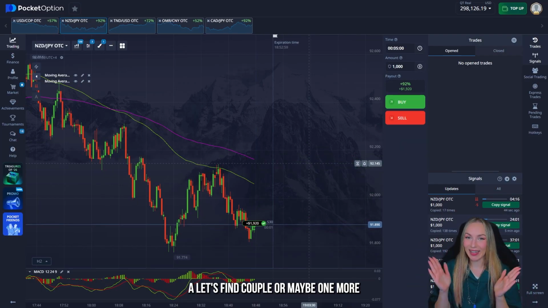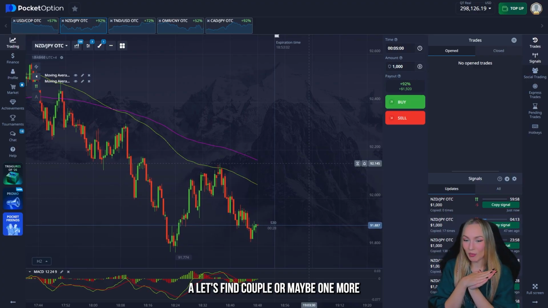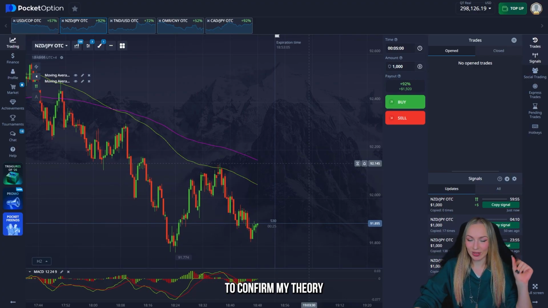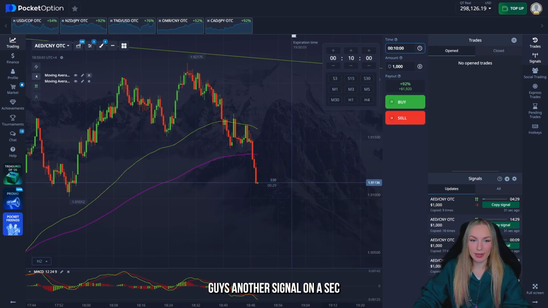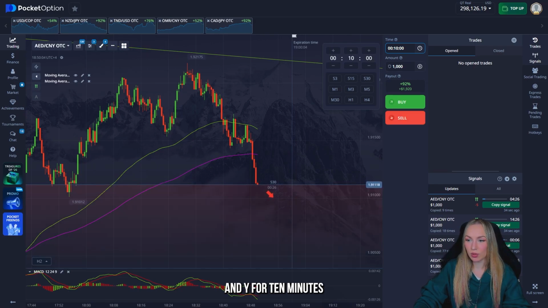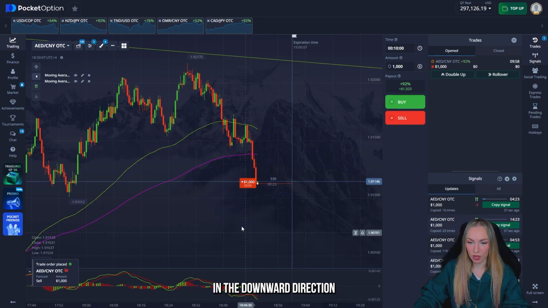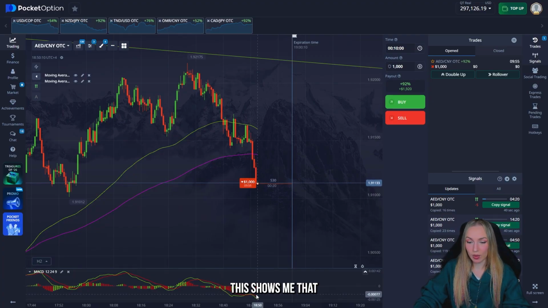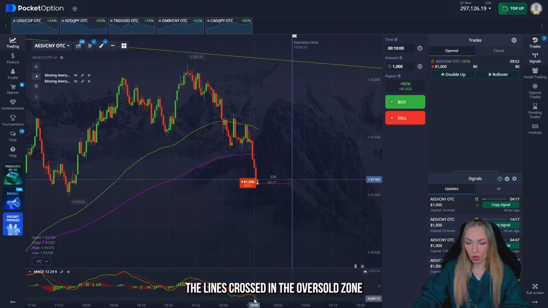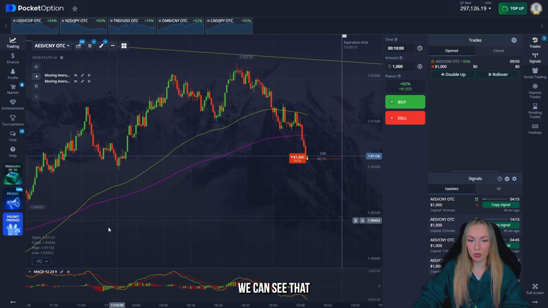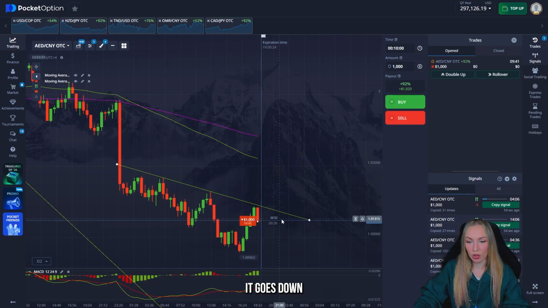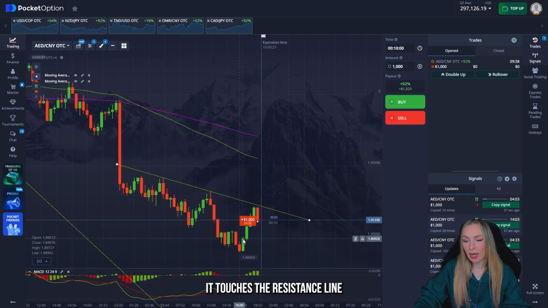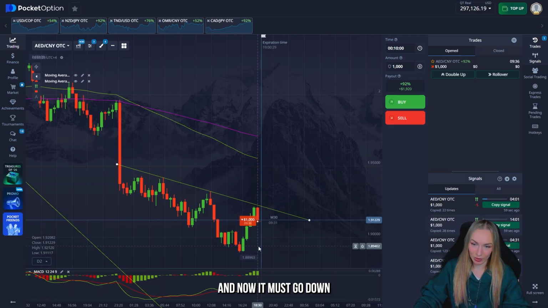$920. Here we go. Let's find a couple or maybe one more good trade to confirm my theory about the support and resistance lines. Guys, another signal on AED CNY for 10 minutes in the downward direction. Even though MACD shows me that the lines cross in the oversold zone, right? But here we can see that it has the upward trend. But if we check the price on 30 minutes time frame, look at that. It goes down, it touched the resistance line, and now it must go down.